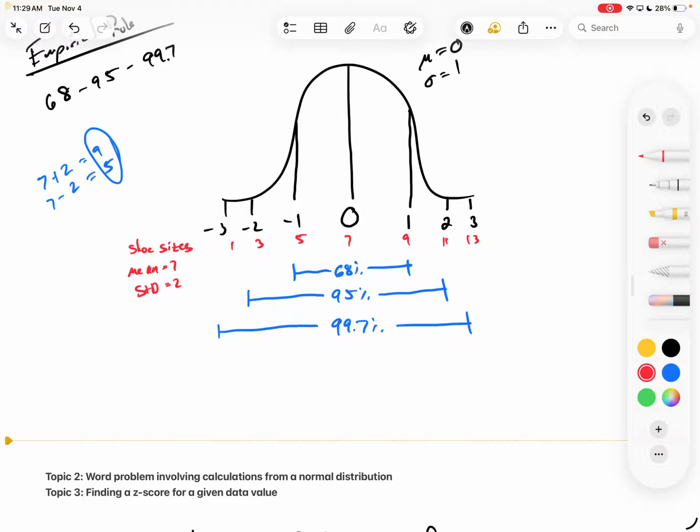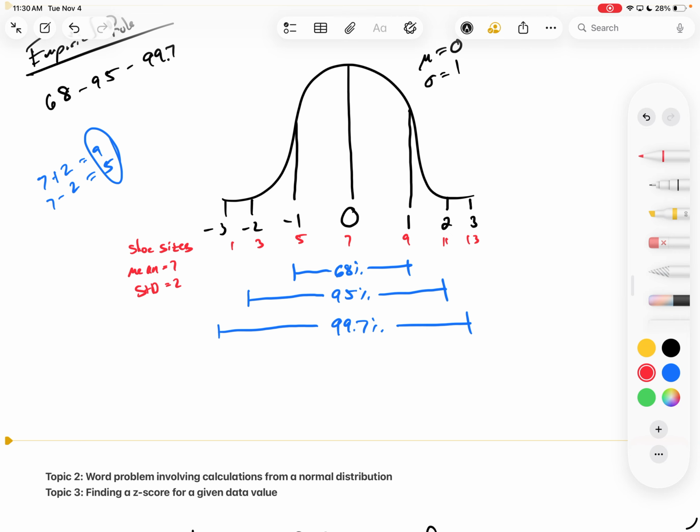That kind of makes sense, right? How many people have a shoe size between 5 and 9? 4 or 5, right? We only have like 11 people in this class, so everybody skipped after the test. But now 95%, I go 2 standard deviations away, 95% of them have a shoe size between 3 and 11. How many wear a shoe size between 3 and 11? Almost everybody in the class, right?